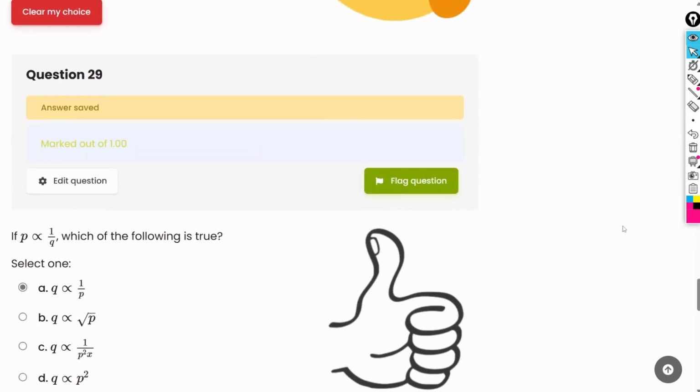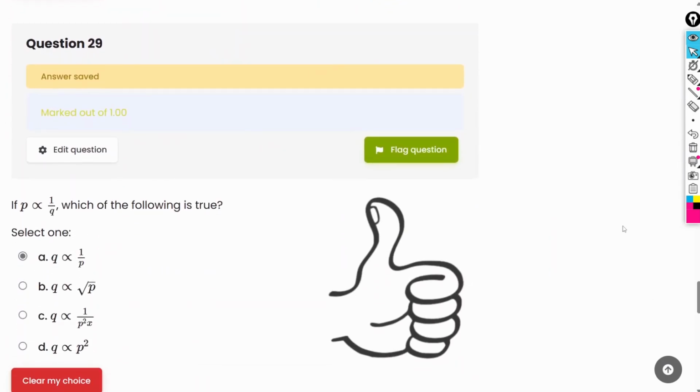All right, let's take on 29. 29 says that P is inversely proportional to Q. All right, so which of the following is true? What's the relationship? So again, the way proportion works is both ways is the same thing. If A is directly proportional to B, then B will be directly proportional to A. Same thing with inverse. So if P is inversely proportional to Q, then it follows that Q would be inversely proportional to what?